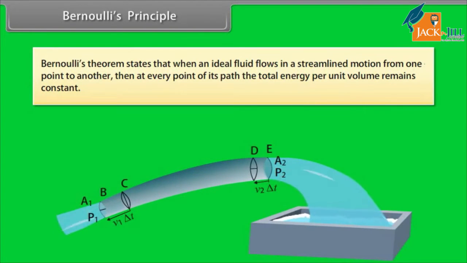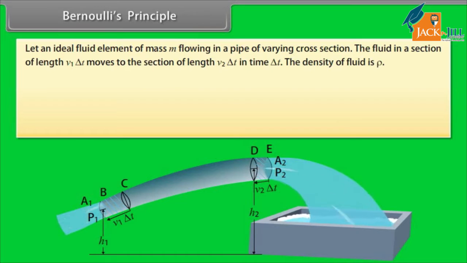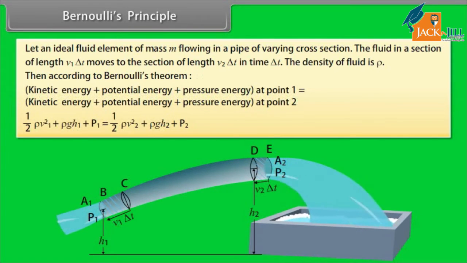Bernoulli's principle. Bernoulli's theorem states that when an ideal fluid flows in a streamlined motion from one point to another, then at every point of its path, the total energy per unit volume remains constant. Let an ideal fluid element of mass m flow in a pipe of varying cross-section. The fluid in a section of length v1 delta t moves to the section of length v2 delta t in time delta t. The density of the fluid is rho. Then, according to Bernoulli's theorem, the sum of kinetic energy, potential energy and pressure energy at point 1 is equal to the sum of kinetic energy, potential energy and pressure energy at point 2.